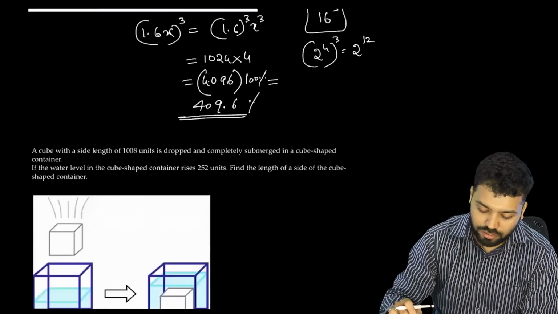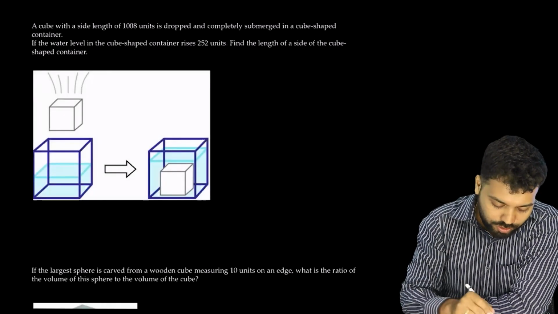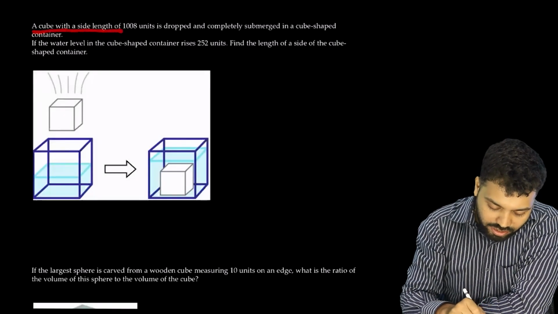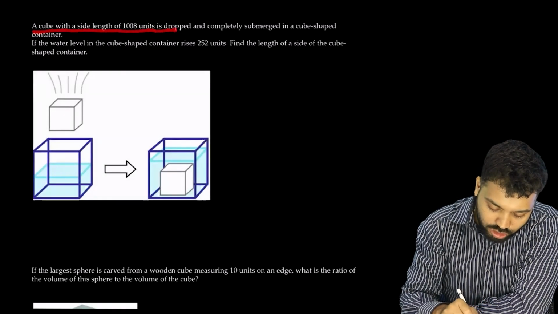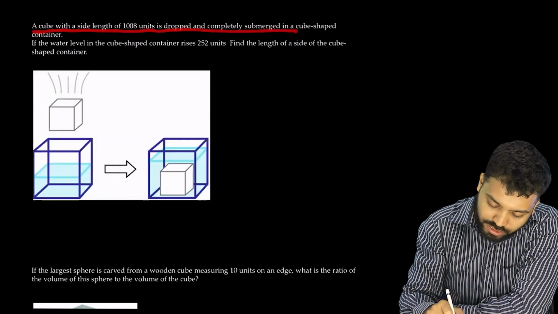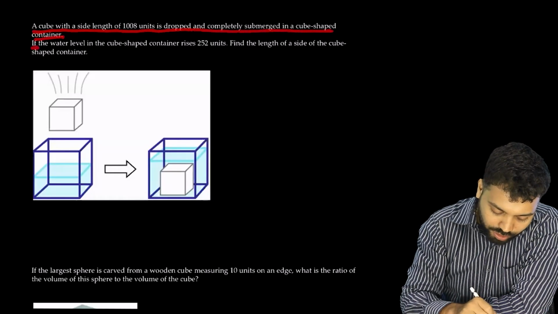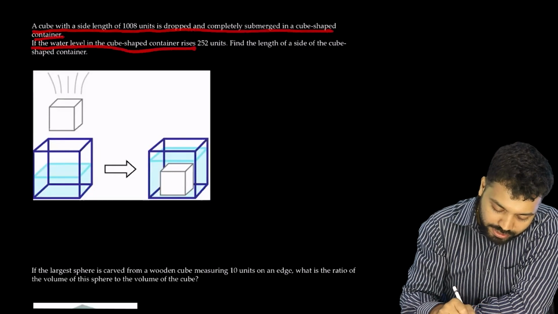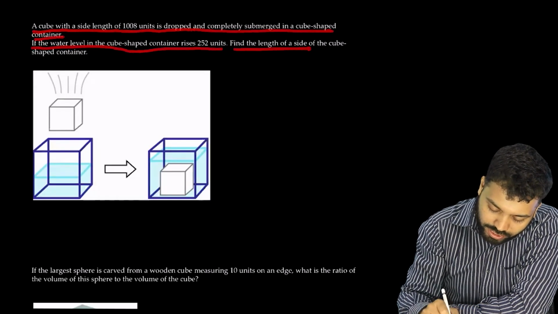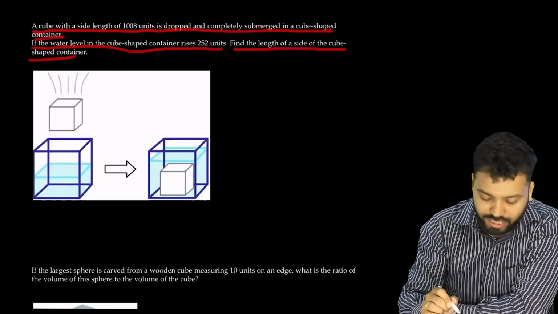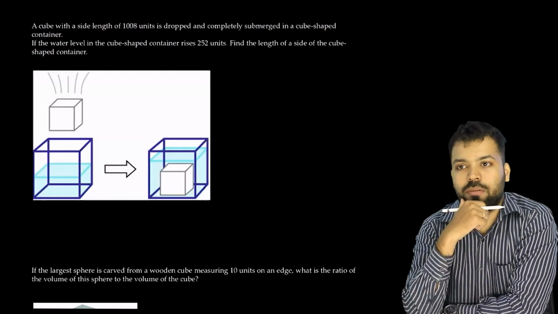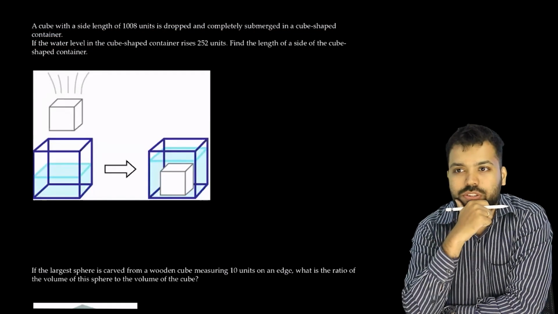Okay, so we'll check one more problem. I'll read the question for you. A cube with side length of 1008 units is dropped and completely submerged in a cube-shaped container. The water level in the cube-shaped container rises by 252 units. Find the length of a side of the cube-shaped container. Can someone tell me how do I start this problem? How do I approach?